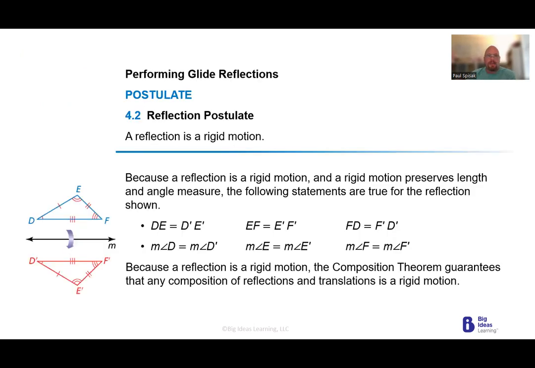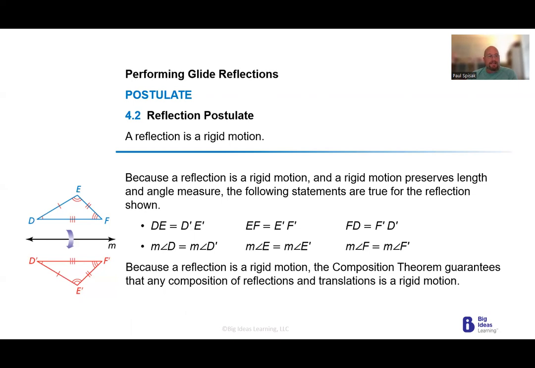All right. The first postulate for this section, the reflection postulate: a reflection is a rigid motion. So we talked all about rigid motion in the last section. A rigid motion, also known as an isometry or a congruence transformation. When we have a rigid motion, the image and the pre-image are going to be congruent. They're going to have all the same measures, all the same lengths. So the angles are the same, the segments are the same.